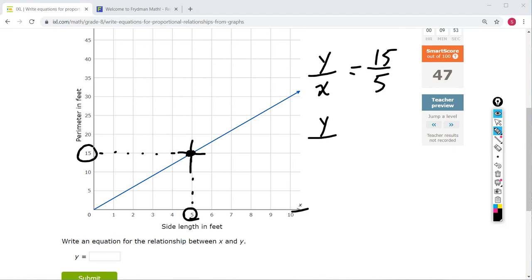All right, so 15 divided by 5 is 3. So we get y over x equals 3. And then multiply both sides by x. Y equals 3x.